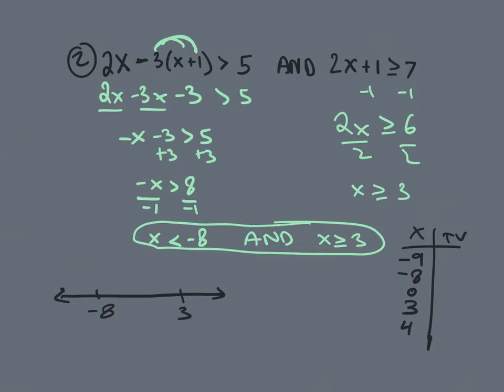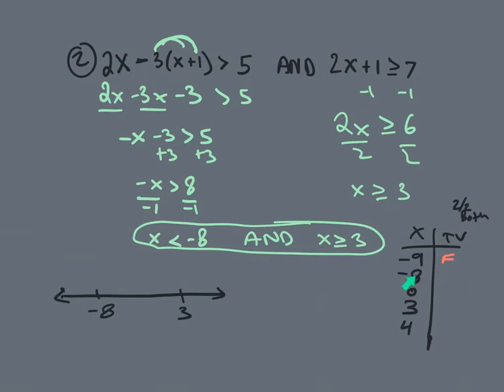It's an "and," so I have to go 2 for 2, right? It has to be both of them that are true. So when I plug in negative 9, is it less than negative 8? That's true. Is negative 9 bigger than 3? No, that's false. So in my first one here, I get false.